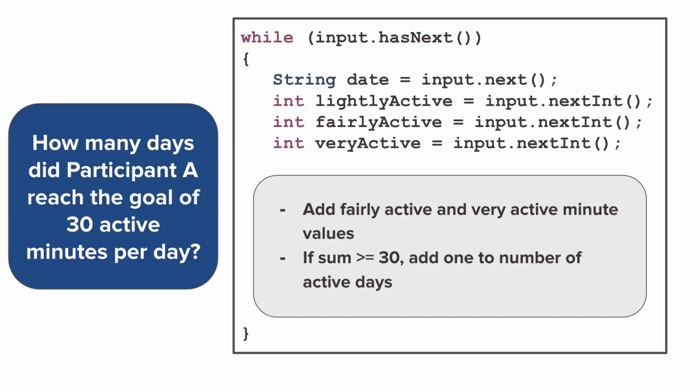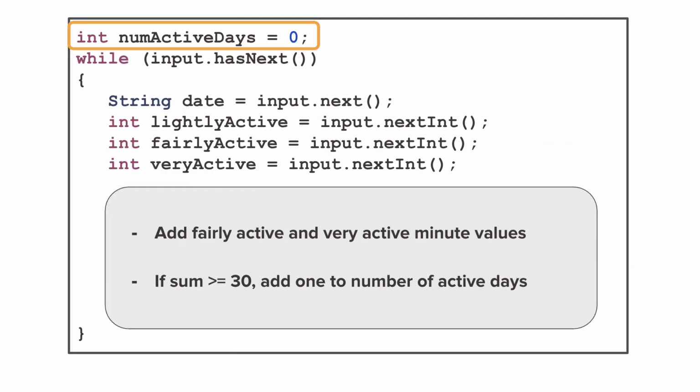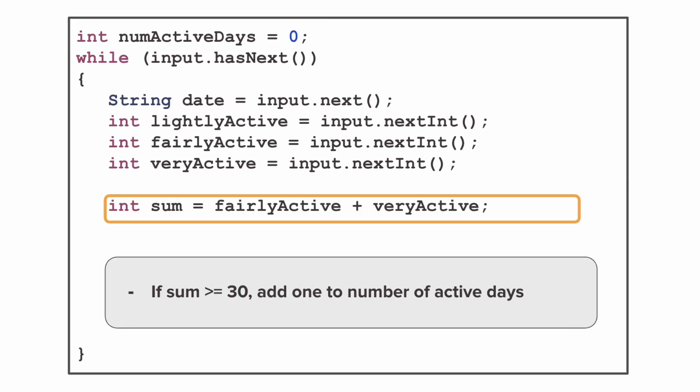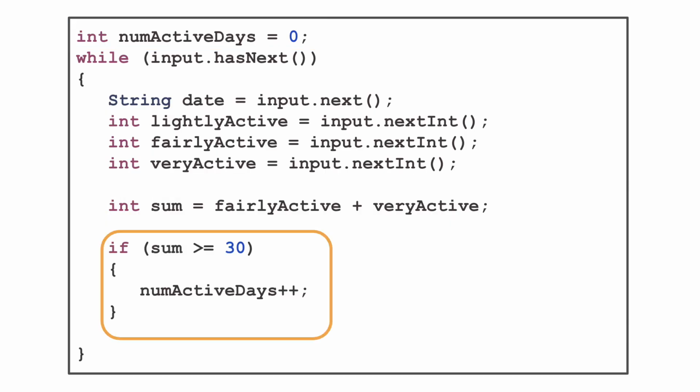Now that you have read in the data from the file into your program, you can add in the rest of the code for the algorithm to answer the question: how many days did participant A reach the goal of 30 active minutes per day? First, create a variable before reading the data to store the total number of active days. Then, add the fairly active minutes and very active minutes. Finally, add an if statement to check if the total is greater than or equal to 30. If true, add 1 to num active days.